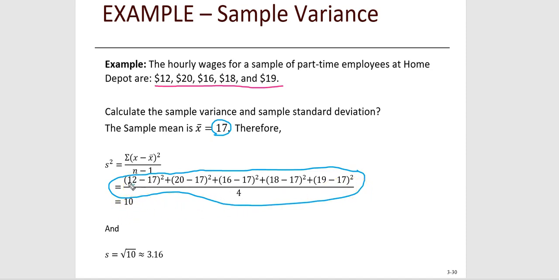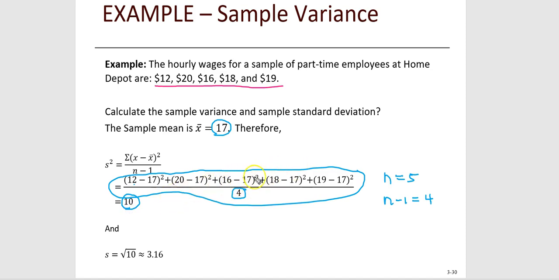Notice what we did here. We have 12 minus 17 and then we square it. So we take that number, subtract 17, square it. Take 20, subtract 17 and square it. Take 16, subtract 17 and square it. And so on until the end. Now notice that we're dividing by 4 because n is equal to 5 in this case. So of course n minus 1 is going to be 4. Alright, now evaluate that on your calculator and verify that you can get 10. You should do that by hand.